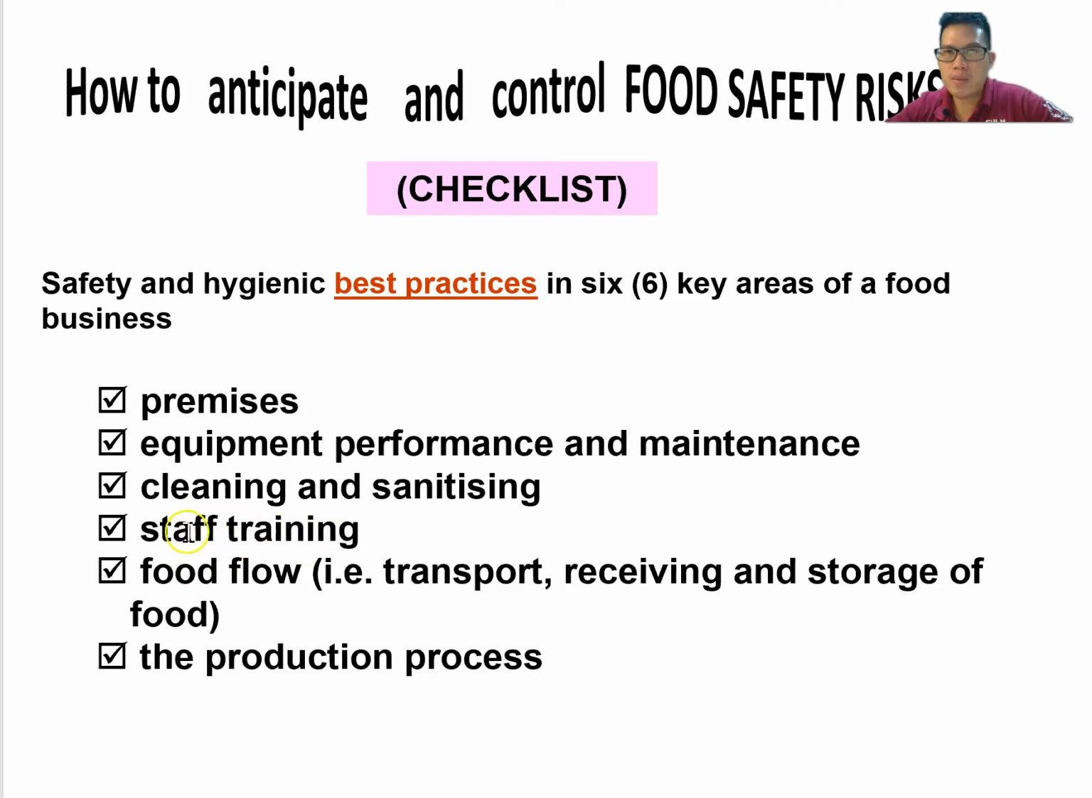Every time I see the staff not being trained properly, or not aware, or it's possible that they have been trained but they're not competent, because they only learn, they never practice. Then food flow: the transportation, receiving and storage of the food, as mentioned last week. The production process, we're going to mention this week.